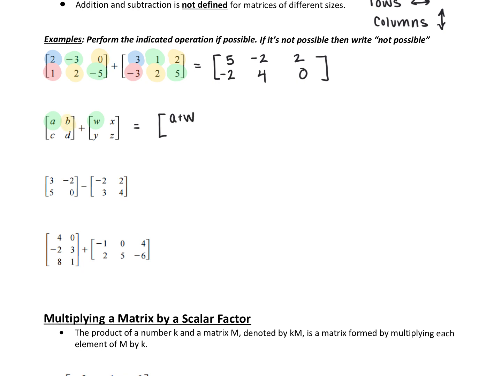Then the next term would be B and X. Again, can't add those, so the next term would be B plus X. And then so on. My next term here is C plus Y, so we'll call that C plus Y. And then we have D and Z. Those can just add to D plus Z. And that is my simple matrix.